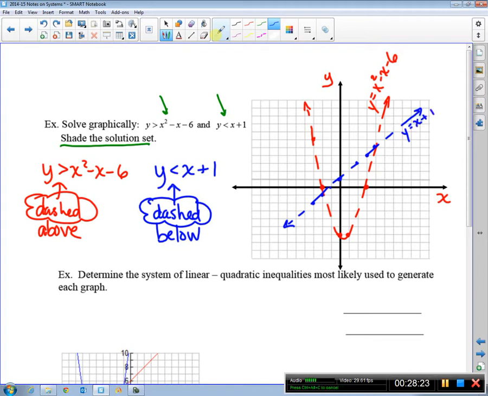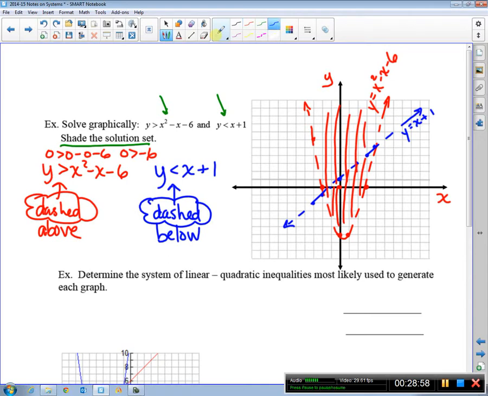Okay, now the shading for the parabola. If you want to check 0, 0 for the parabola, it works beautifully. 0 greater than 0 minus 0 minus 6. So 0 is greater than -6. We do shade for the parabola. We do shade towards 0, 0. So I would be shading my parabola greater than, inside, up like that.